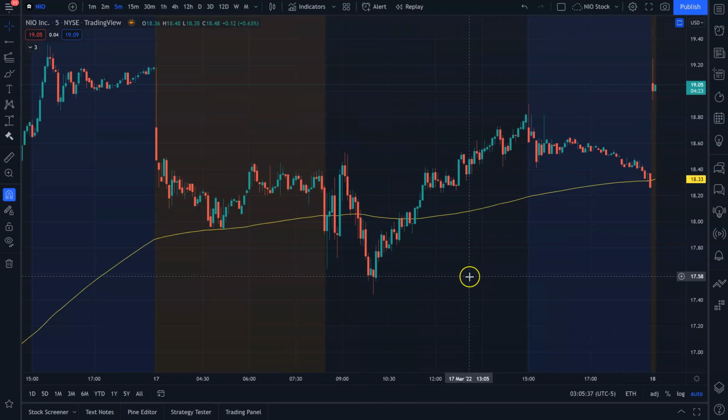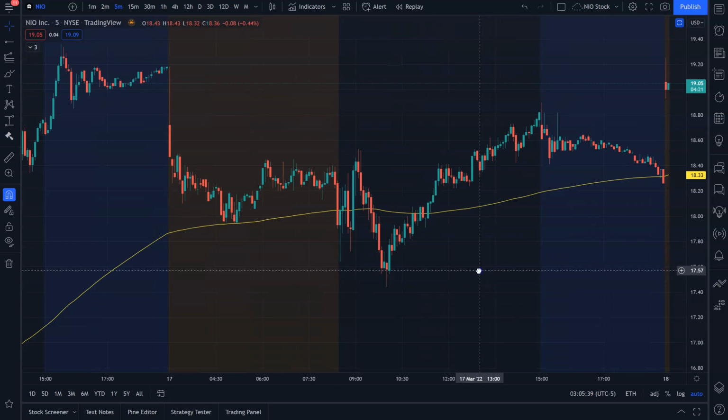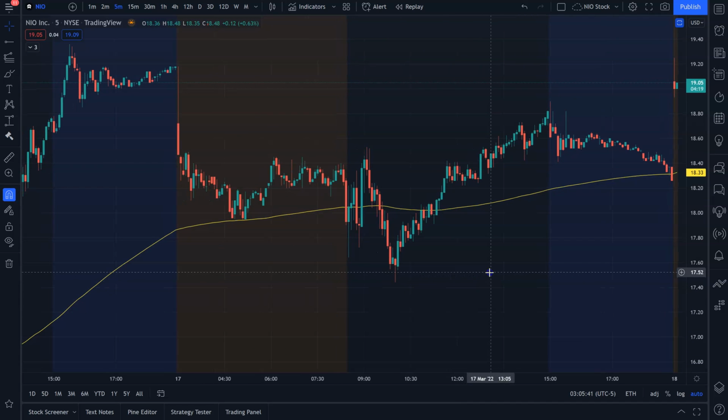Now, this system works like this. If a stock opens above the 200 EMA, the first time it touches it, we're going to quote unquote long it. And if a stock opens below that 200 EMA, we're going to short it when it first touches it.